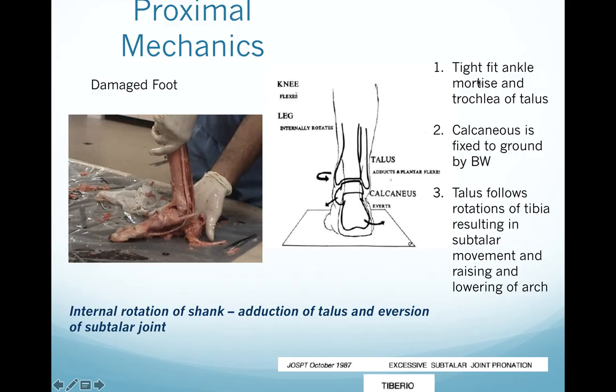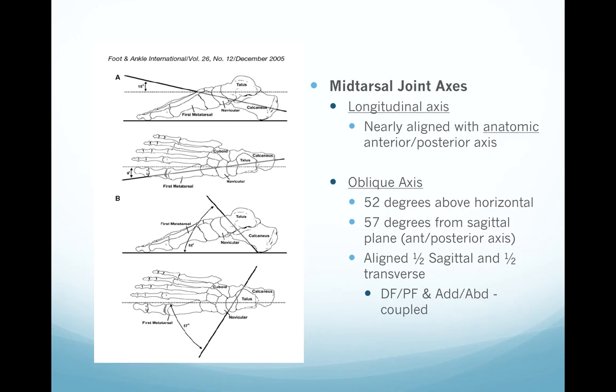So the tight fit between the ankle mortise and trochlea of the talus, when the calcaneus is fixed to the ground, allows rotations of the tibia to induce talar motion, which then in effect causes subtalar motion. In this diagram, we can see that internal tibial rotation causes adduction of the talus and eversion of the subtalar joint. This motion then has effects on the mid-tarsal joint.